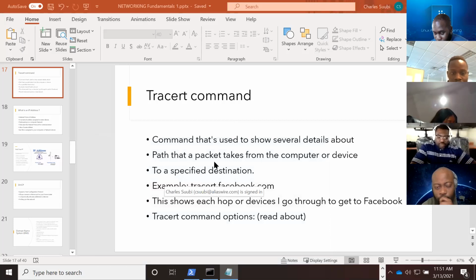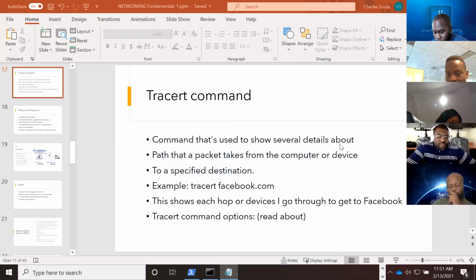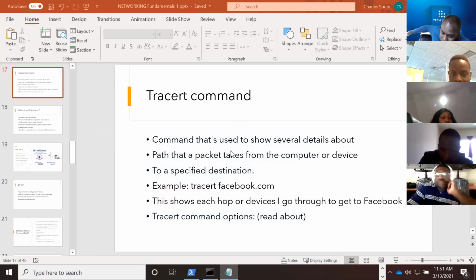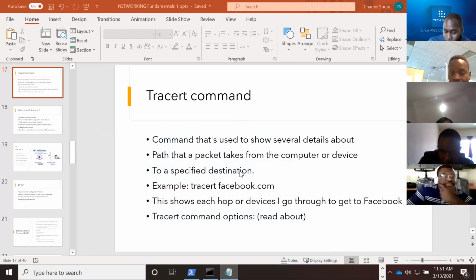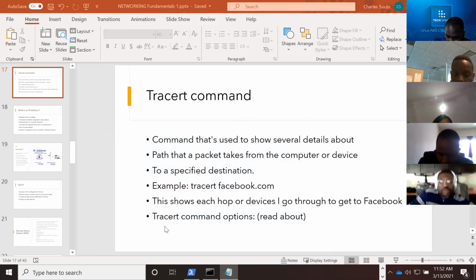So guys, can you see my screen? Yes. So the traceroute command is used to show several details about the path that a packet takes from your computer or device to a specific location or destination. The specific destination for our case was Facebook. This shows each hop, or device, that you go through to get to Facebook. I need you guys to read more about the traceroute command and its options.